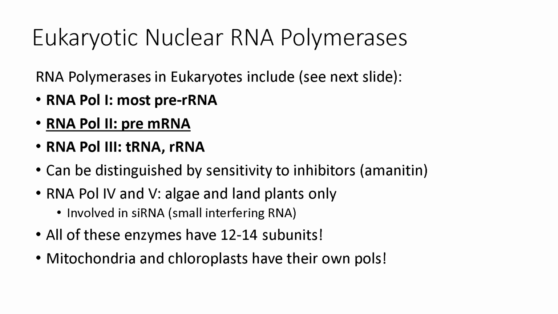Eukaryotic cells have multiple RNA polymerases with specialized roles. RNA pol 1 synthesizes most ribosomal RNA. RNA pol 2 synthesizes messenger RNA. RNA pol 3 synthesizes tRNAs and some rRNAs. You can tell these polymerases apart by their sensitivity to toxins like alpha-amanitin. There are also RNA pol 4 and V in plants, involved in RNA silencing. Each of these enzymes contains 12 to 14 subunits, and mitochondria and chloroplasts have their own unique polymerases.